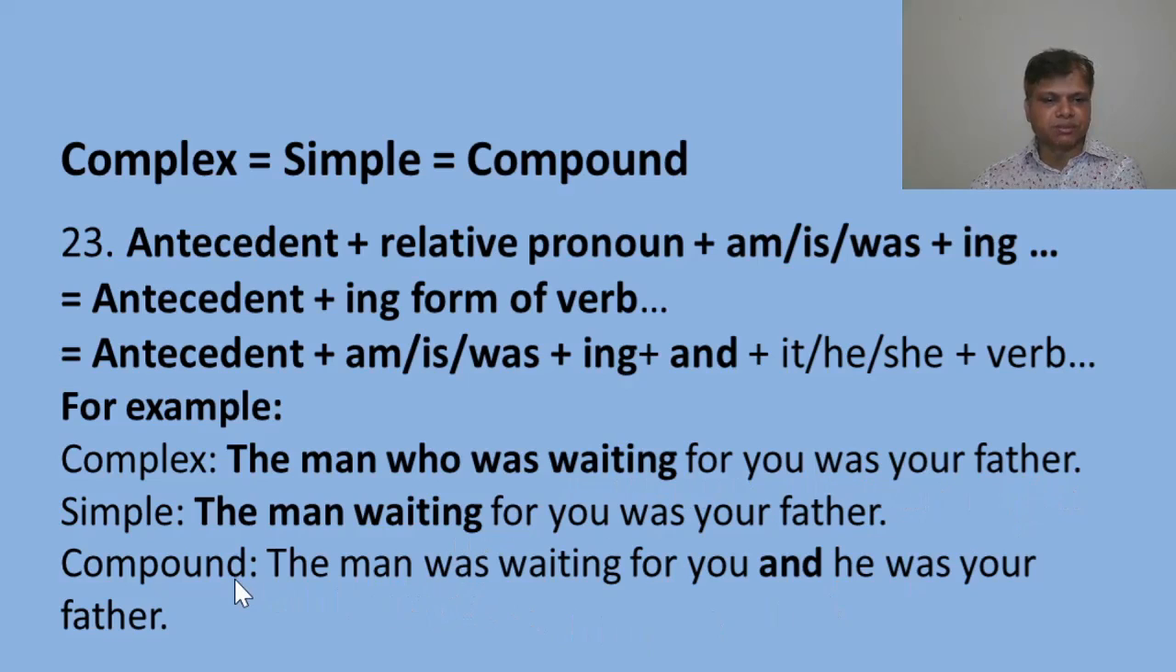If you want to make it a compound sentence, you have to omit the relative pronoun first, then you have to use the antecedent, the man, "was waiting", and a portion of the sentence, up to "you". Then you have to use a coordinating conjunction. Then you have to use a subject, he, verb, and the rest of the sentence.